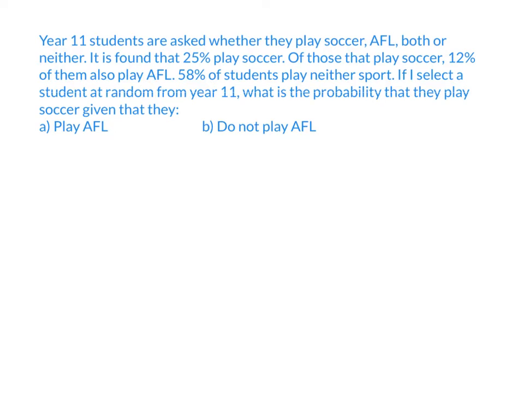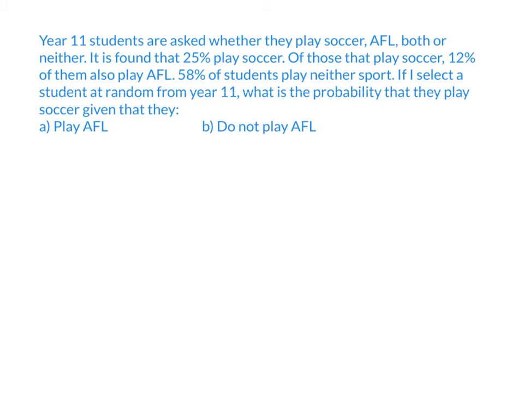Year 11 students were asked whether they play soccer, AFL, both or neither. 25% play soccer. Of those, 12% also play AFL. We also know 58% of students play neither sport. And we want to know, if we select a student at random, what's the probability they play soccer given they play AFL? What's the probability they play soccer given they do not play AFL?